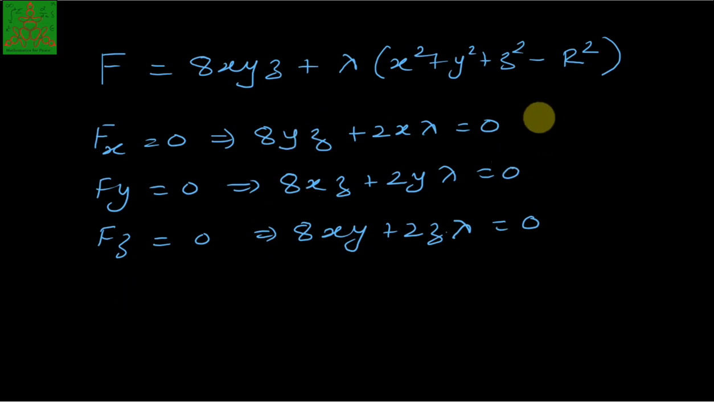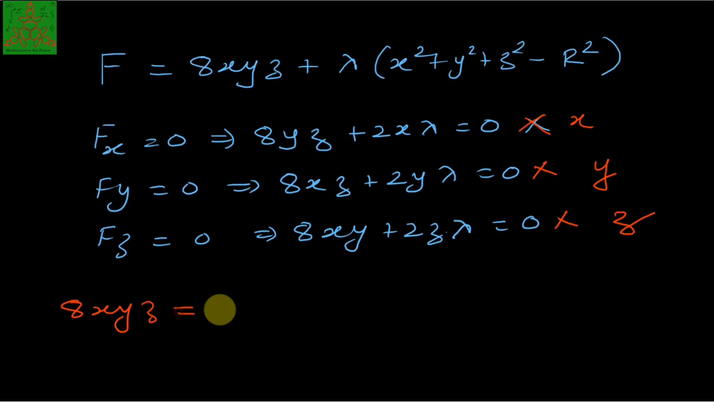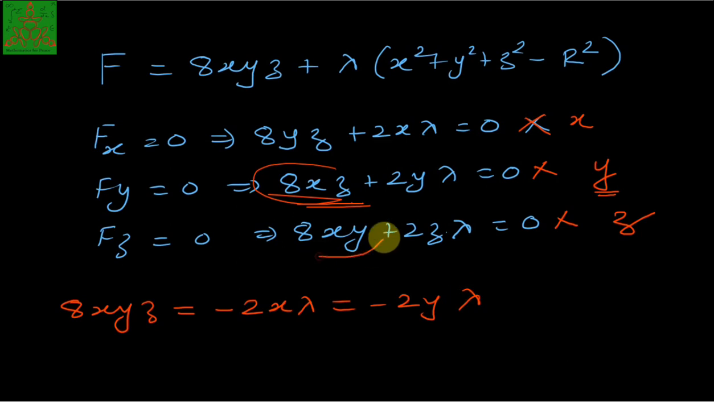If I multiply the first equation by x, the second equation by y and the third equation by z, then the first equation becomes 8xyz equal to minus 2x lambda. The second equation also has 8xyz, because y is multiplied to this, so 8xyz equal to minus 2y lambda. And the third equation has 8xyz equal to minus 2z lambda. I forgot to multiply this x to this x, so this is x square, y square and z square.